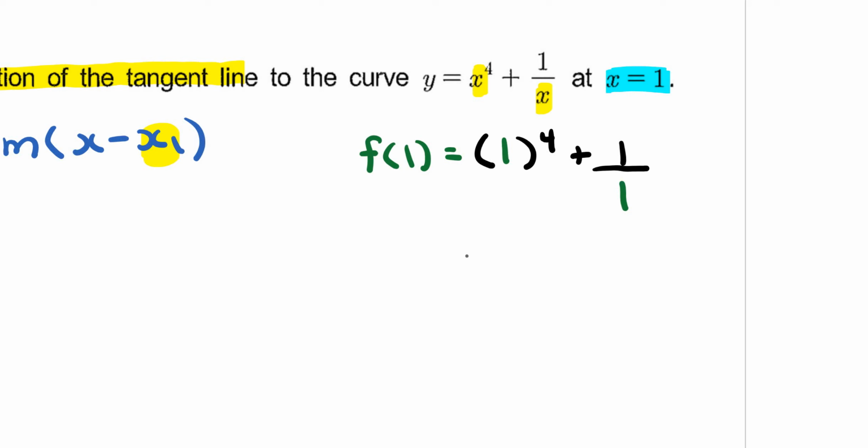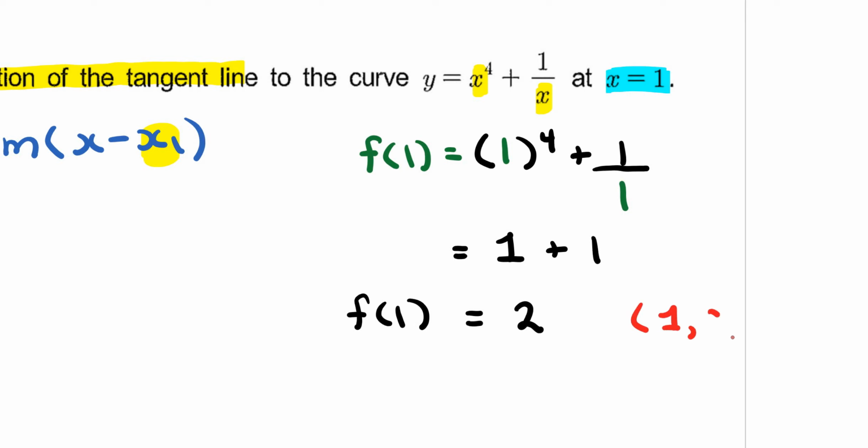And we have to do a little bit of mental math here. So 1 to the power 4 is going to be 1, and 1 over 1 is 1. So 1 plus 1 is going to be 2. So that means f of 1 is equal to 2. And what that really means is a point. The point is (1, 2) there.